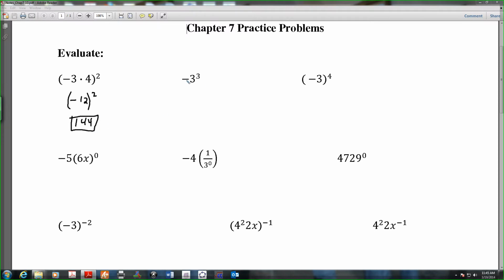Here, the negative is outside, so the power is not influencing the negative. So it's actually 3 to the power of 3, which is 27. It'll be negative 27.